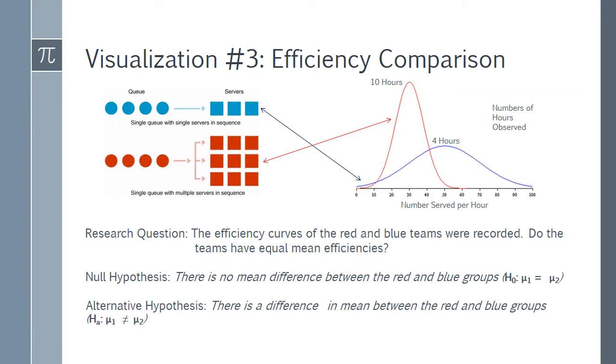So the research question is the efficiency curves of the red and blue teams were recorded. Do the teams have equal mean efficiencies? So the null hypothesis here would be that there is no mean difference between the red and blue groups, and the alternative hypothesis is that there is a difference in mean between the red and blue groups. And as you can see in the red and blue curves, there would be a difference in the means for the 2 curves. So in this case, you could reject the null hypothesis as an example.